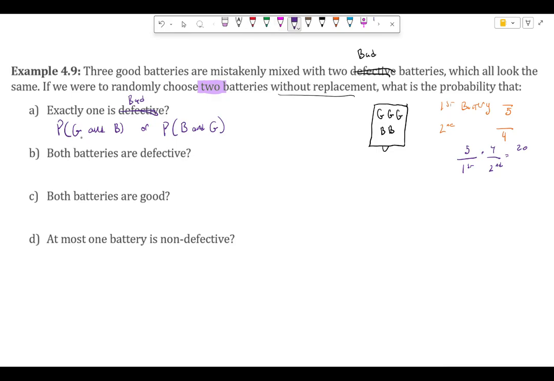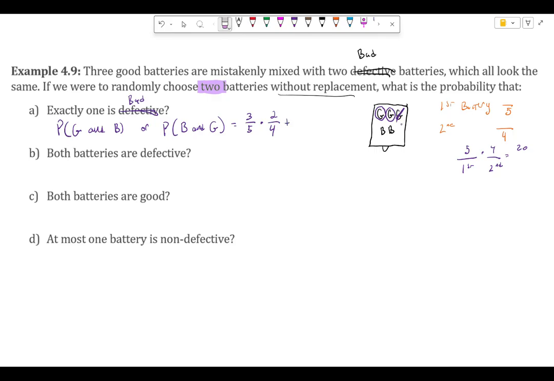So the probability of good on the first would be, sorry, I apologize. Let me go back and double check this. So we have 3 good batteries. We have a probability of 3 out of 5 on the first selection times, well, if I were to remove one of these good batteries, then I would have 2 bad batteries out of a possible 4 that I could choose for the second.